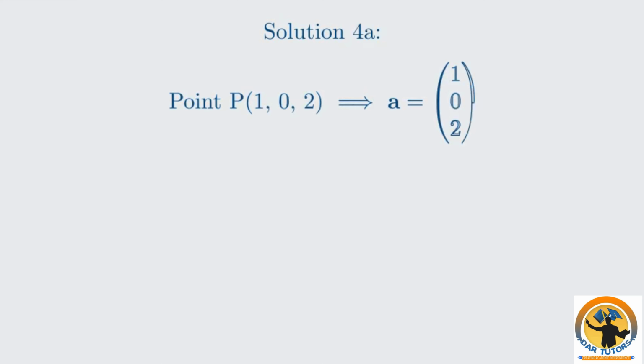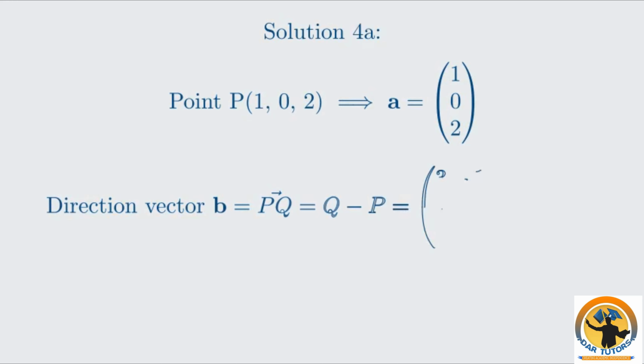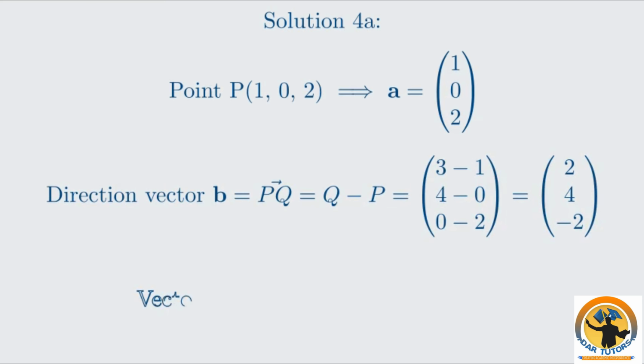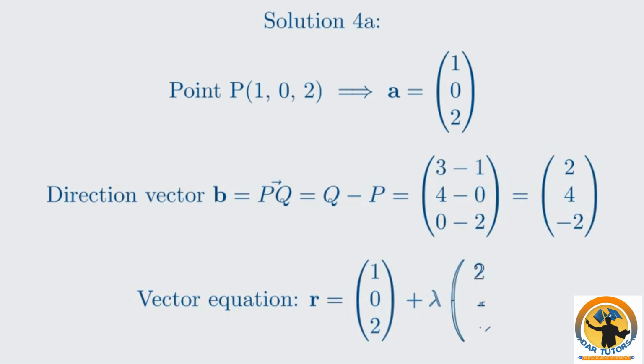Here is the solution to the fourth question. For part A, we need a point and a direction vector. We can use P as our point, so A equals (1, 0, 2). The direction vector B is the vector PQ, which is (2, 4, -2). The vector equation is r equals (1, 0, 2), plus lambda times (2, 4, -2).